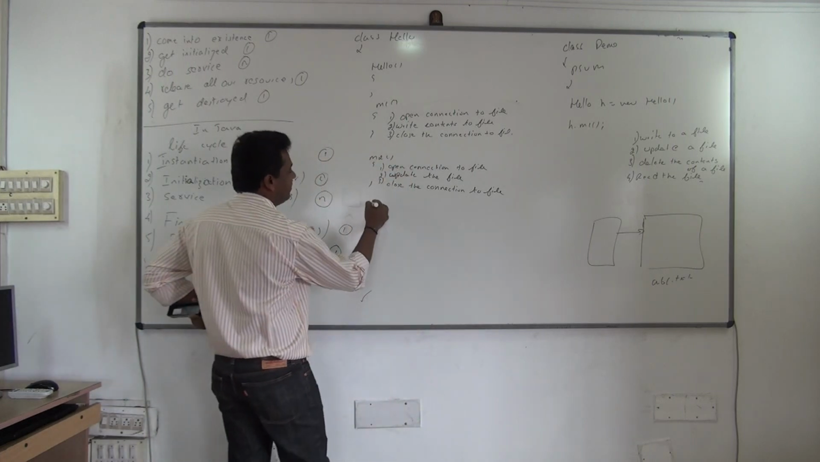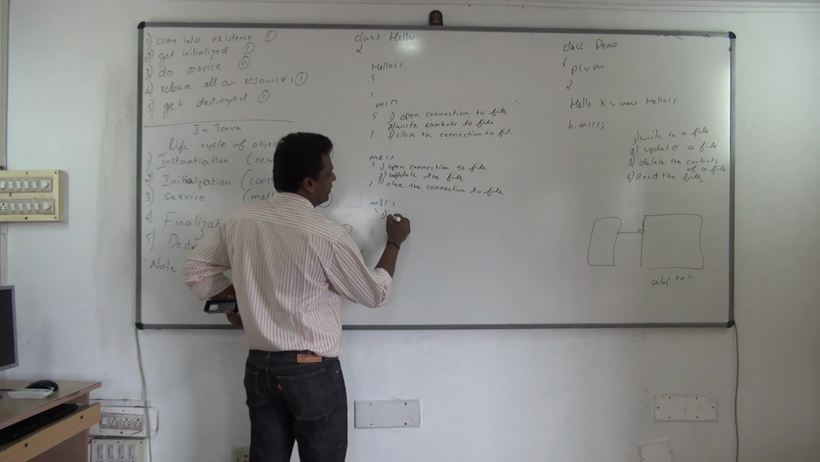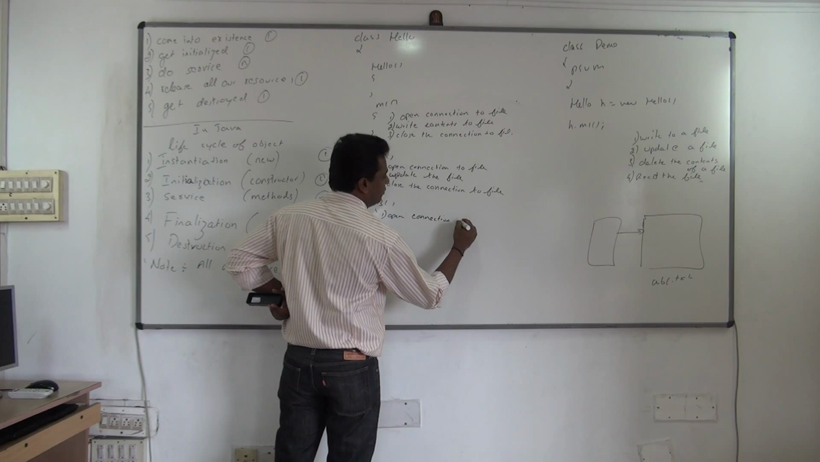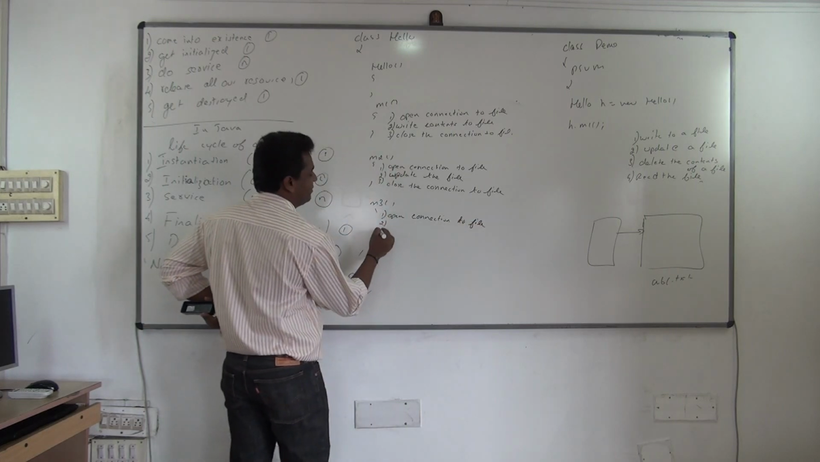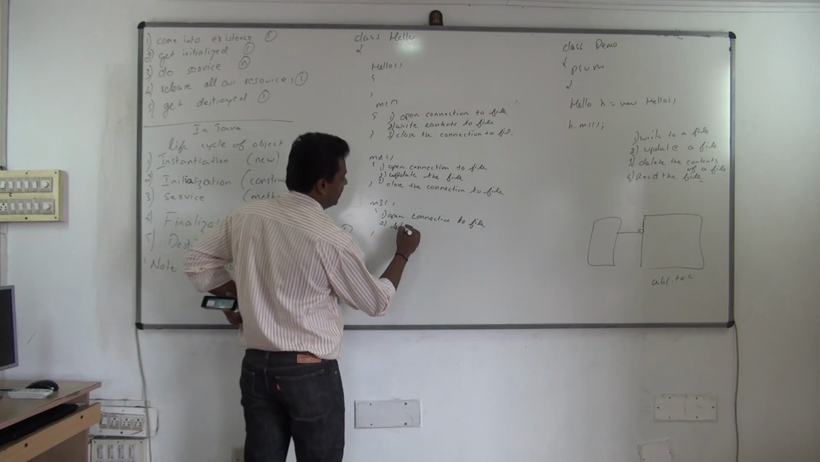Understood? Similarly the M3 method I'll write. In the M3 method also what will you do now? Open connection to file, like this. In every method you have to write one common code now: open connection to file, and only one thing will change. What is the thing which will change now? The third one is delete the contents of the file.